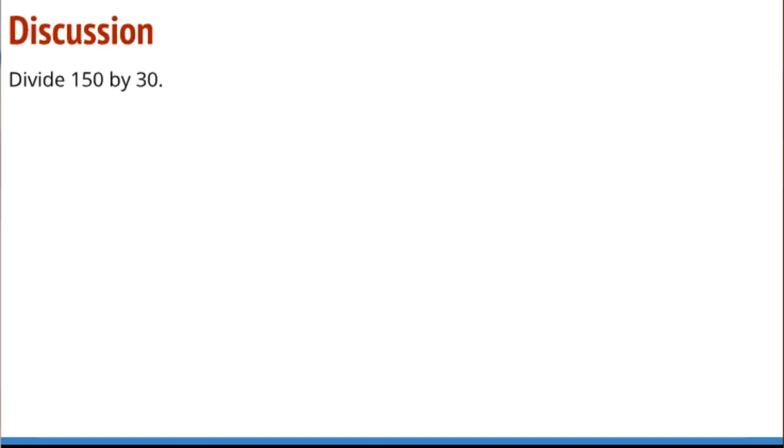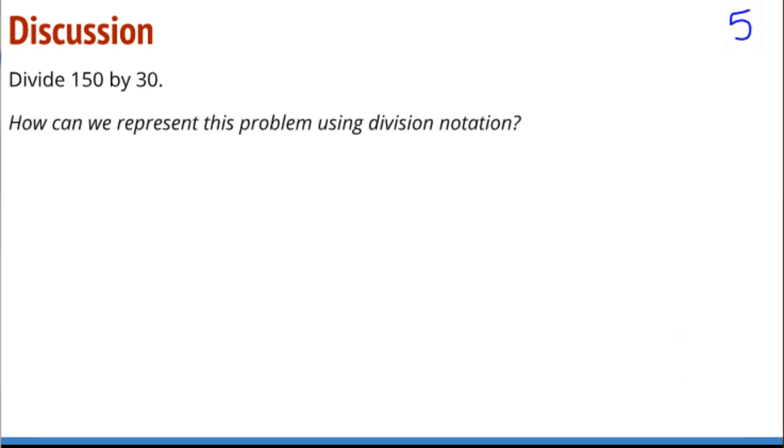So we're going to start with something easy so that we can understand it, and then we will try to apply it to things that are a little bit more difficult. So we're going to start with 150 divided by 30, and I'll tell you straight up, the quotient on this is a 5, so we can worry about the thought process that we're going through, instead of worrying about the answer. So the first question is, how could we represent this problem using division notation?